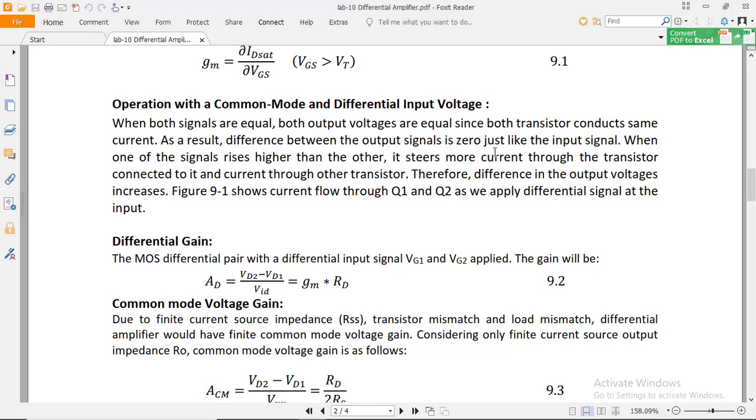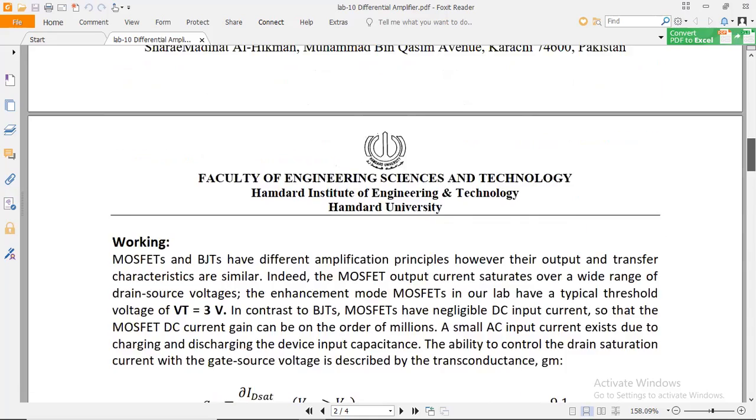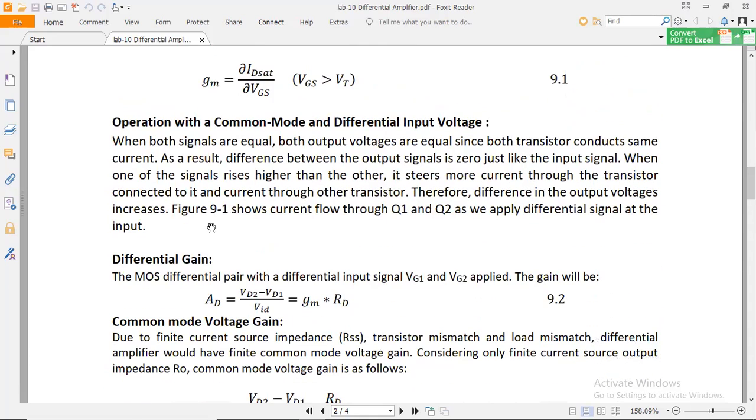Remaining current can be zero. Just like input signal, when one of the signals rises higher than the other, it streams more current through the transistor connected to it, and less current through the other transistor. Therefore, the difference in the output voltages increases. That is already what we discussed here in figure 9-1, which shows current flow through Q1 and Q2 as we apply a differential signal at the input.